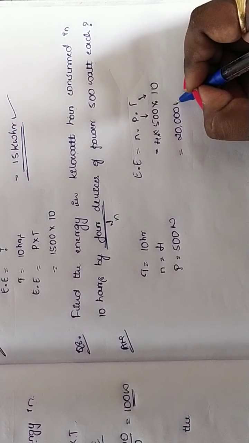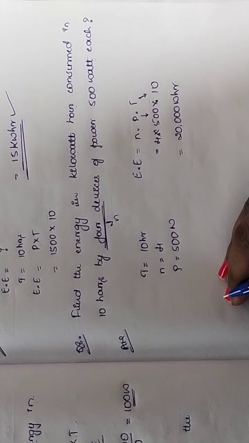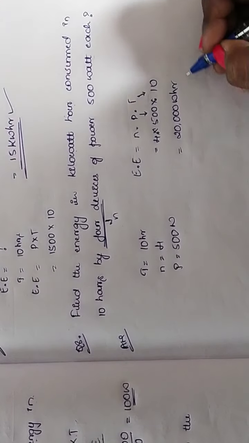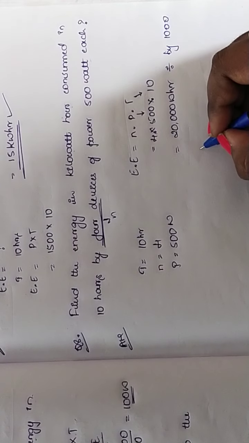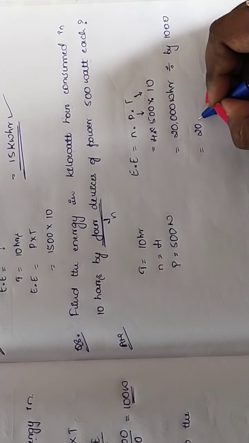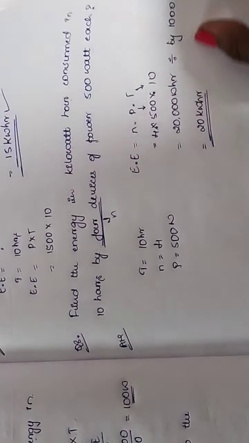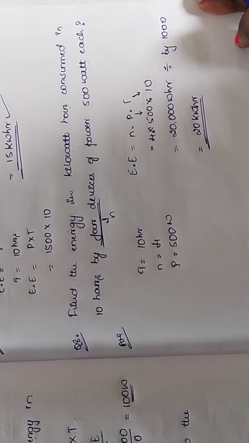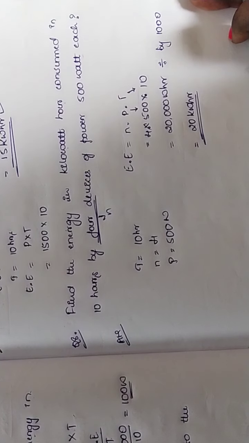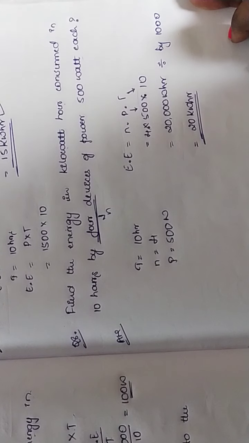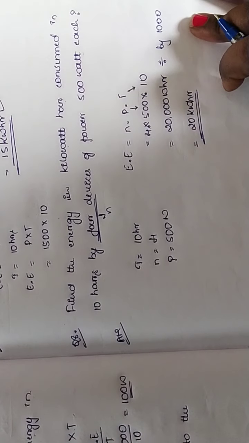you will get the answer 20,000 watt hour. So when you need to calculate it in kilowatt hour, what you have to do? You need to divide it by 1000. When you divide it by 1000, you will get the answer 20 kilowatt hour. So this is the answer that you have got. Find the energy in kilowatt hours consumed in 10 hours by 4 devices of power 500 watt each, the answer is 20 kilowatt hour.